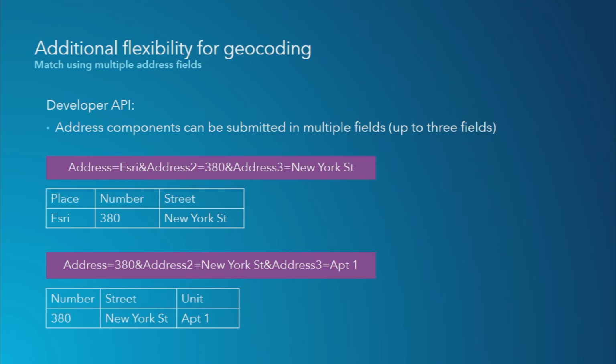You can see a separate example here where I've passed different values into those same fields. In the second example, I've passed in the house number into the first address field, the street value into the second one, and the unit value into the third one. In all cases, those will work to geocode. So it gives you a little bit more flexibility in the API and how you pass in information, and you don't necessarily need to concatenate it together when you send it into the system.